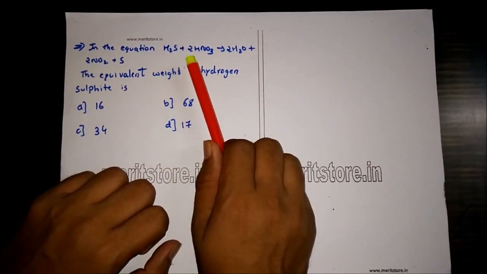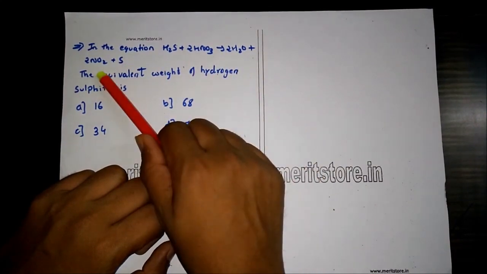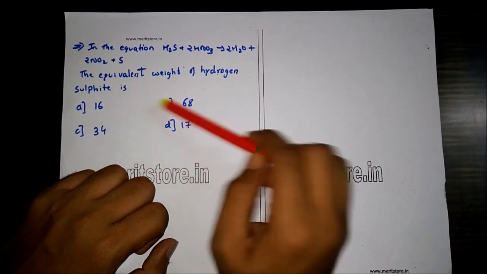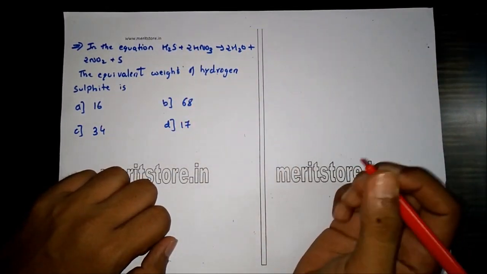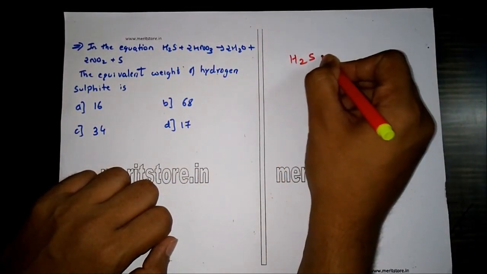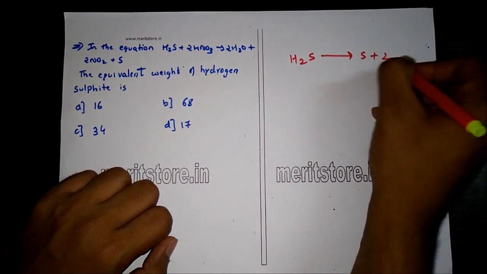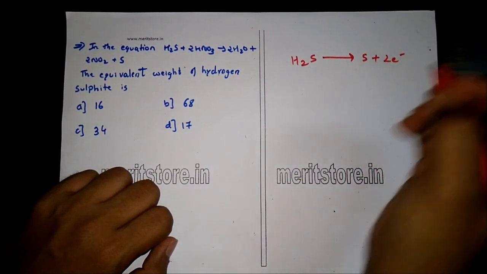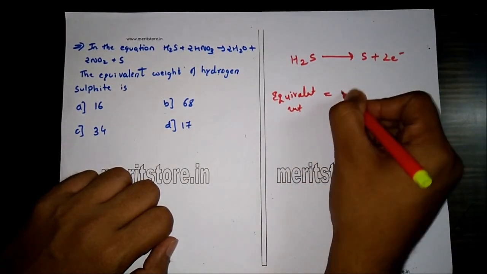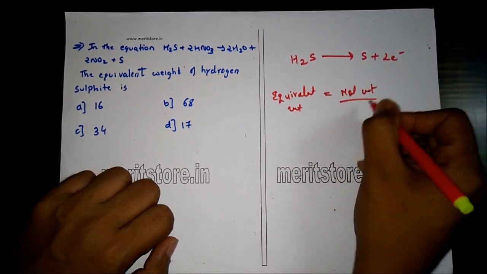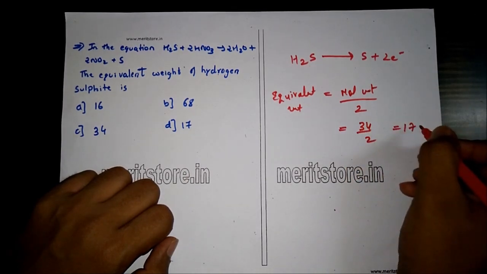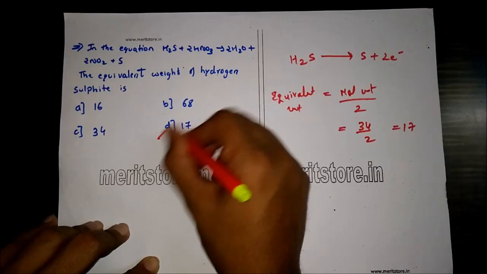In the equation H2S + 2HNO3 + 2H+ gives 2H2O + 2NO2 + S, the equivalent weight of hydrogen sulfide is 16, 68, 34, or 17? Now let's look at what happens to hydrogen sulfide in this reaction. It undergoes a reaction and forms only sulfur plus 2 electrons, which get evolved. Therefore, the equivalent weight will be equal to the molecular weight of hydrogen sulfide upon the number of electrons, which is 2. Therefore, 34 upon 2, which is equal to 17. Therefore, here the correct answer is option D, 17.